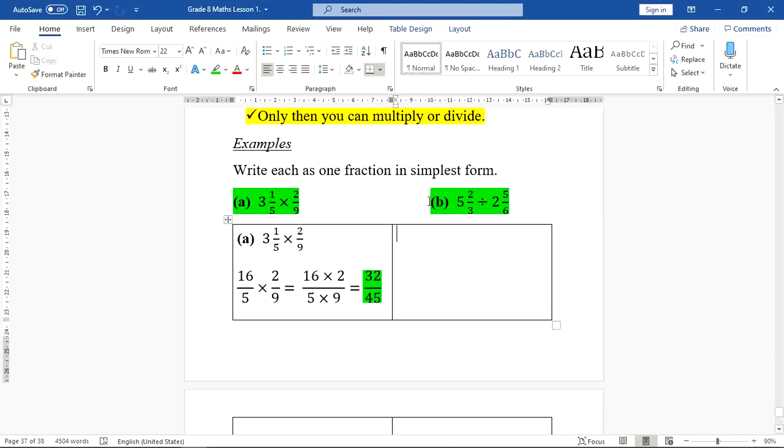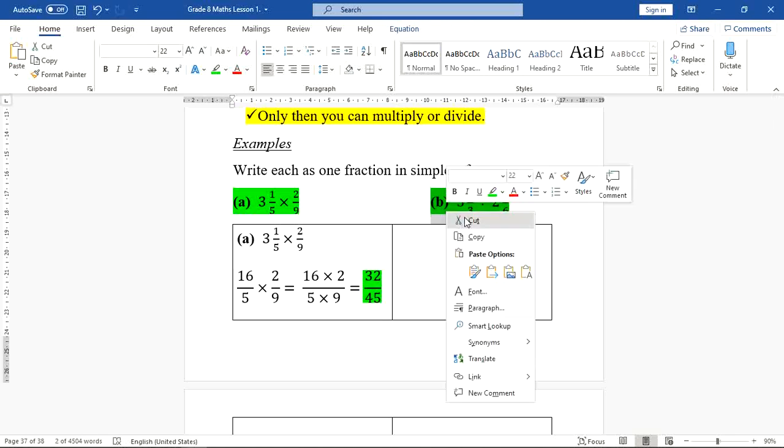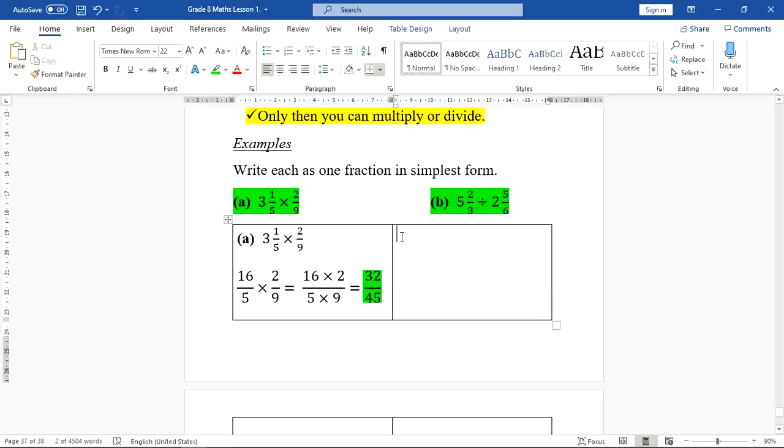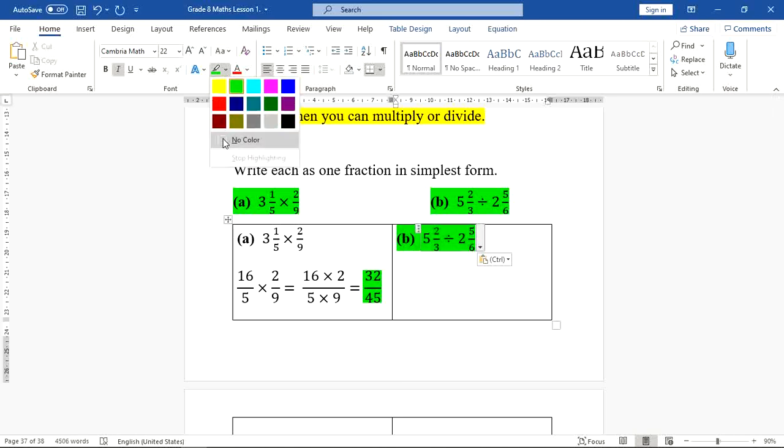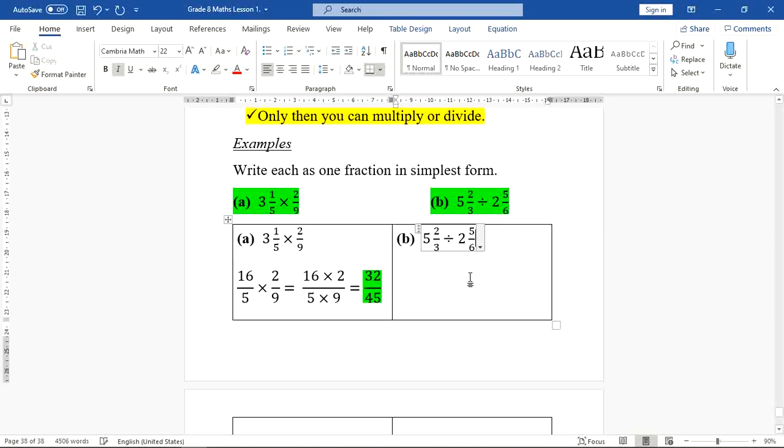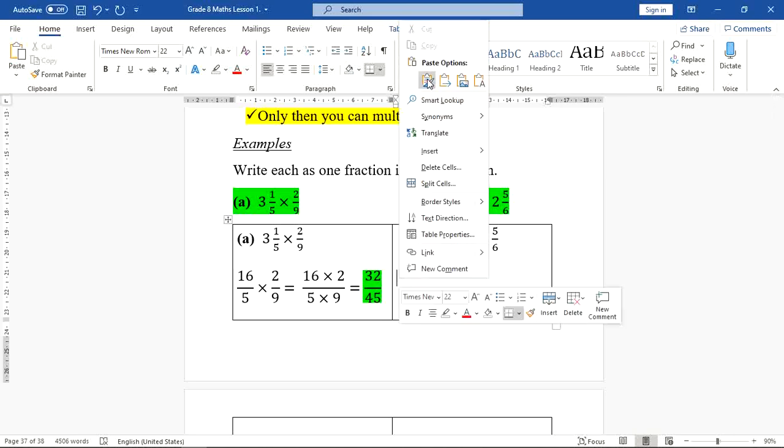Let's go to part B. In part B, we want to divide the two mixed fractions. So what we need to do first is convert those mixed fractions into improper fractions. If you can allow me to copy the same thing, so I can just modify it.